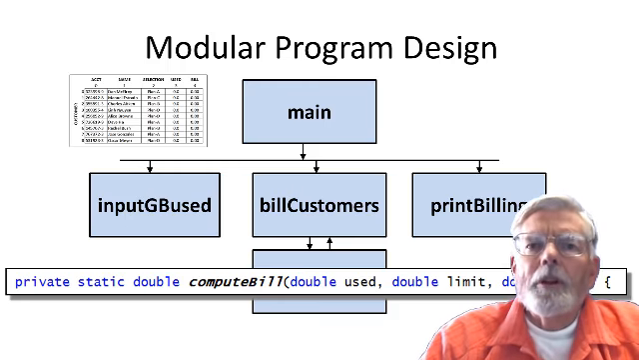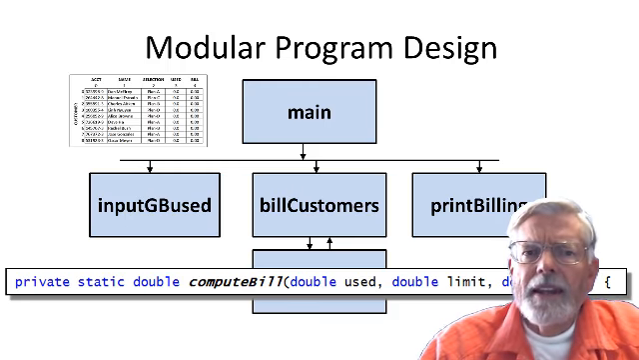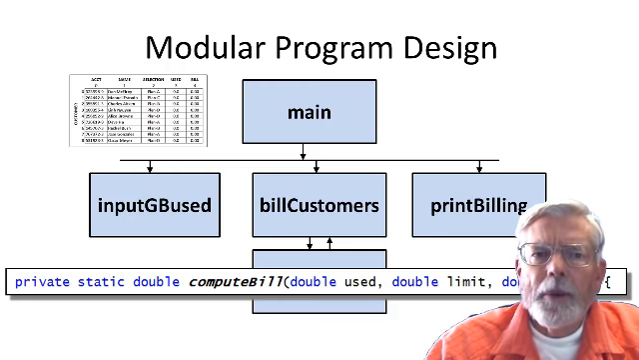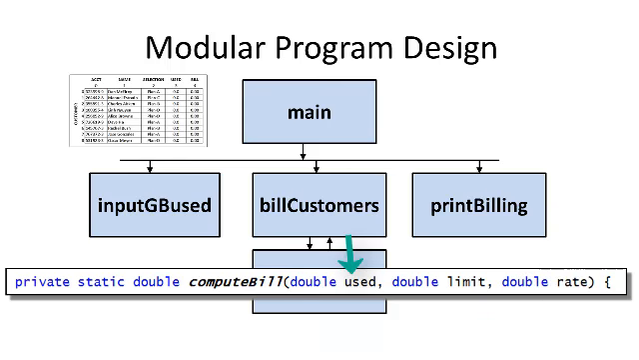The compute bill method has all of the input data it needs for a single customer's bill. These values are passed to the method as input parameters. Used, the number of gigabytes used. Limit, the number of gigabytes purchased based on the plan. Rate, the base rate for the bill, not including any charges for being over the data limit. The compute bill method computes the bill and returns the result back to the bill customers method.